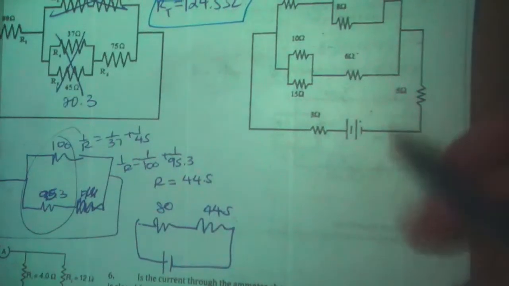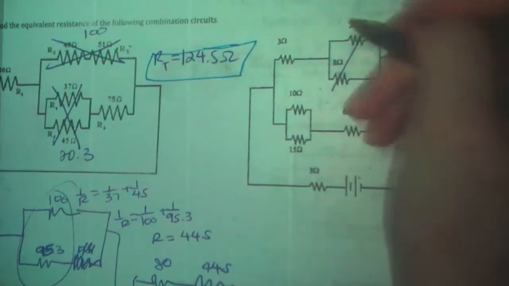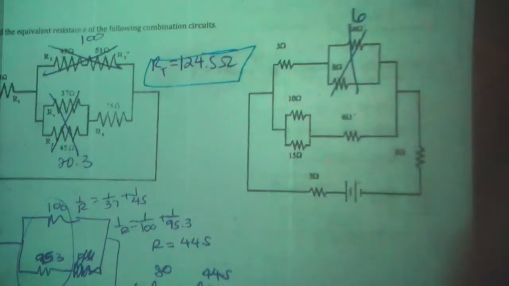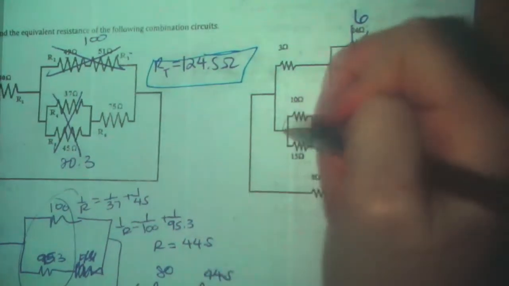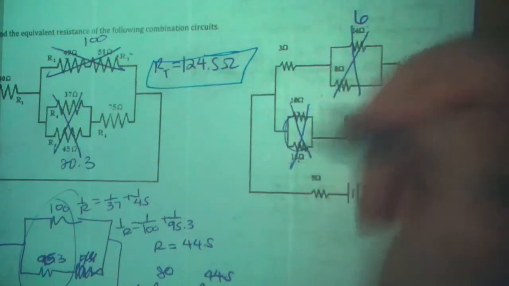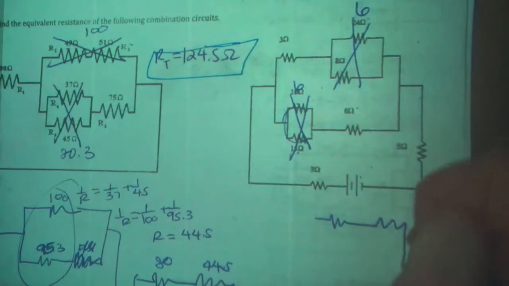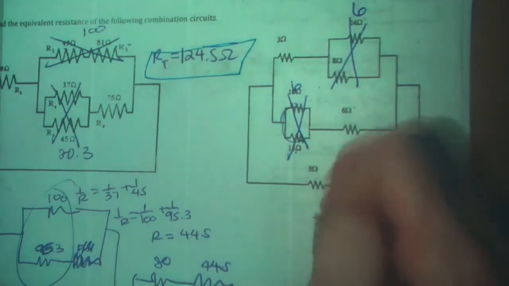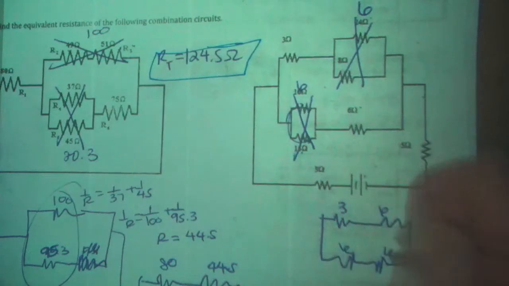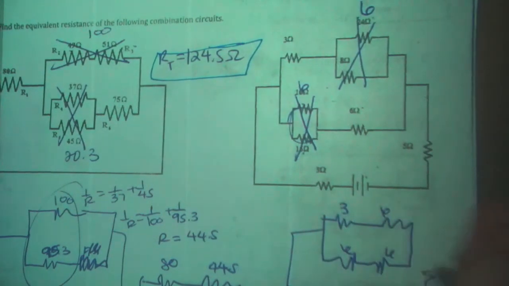Alright, here, these two in parallel, 1 over 24 plus 1 over 8, 1 over that, that's going to be replaced with just 6. Same here, these two split current, so they're in parallel, 1 over 10 plus 1 over 15, 1 over that is just going to give me 6 again. So I've got 3, 6, 6, 6, like this, and then a 3 ohm, and a 5 ohm right here.